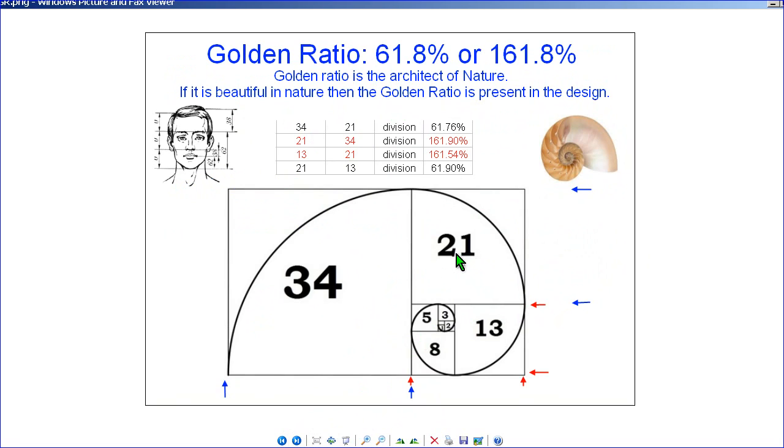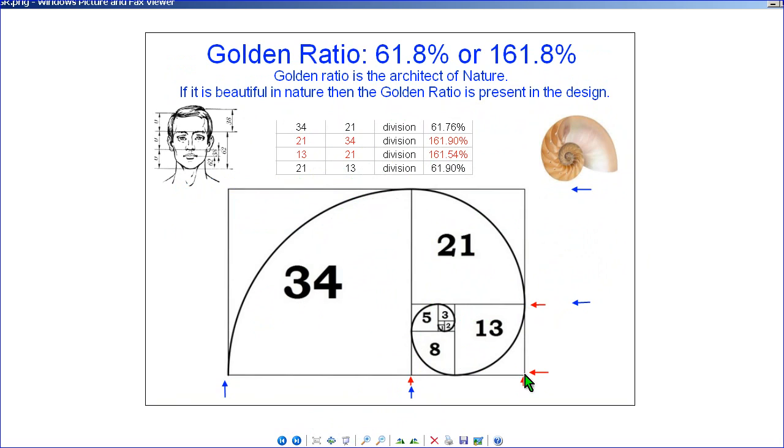For example, 34 to 21 is 61.8%, with a bit of rounding here. 21 to 34 is 161.8. 13 to 21 is the same, 21 to 34. It's all the same ratio, and here's the circle of the seashell.